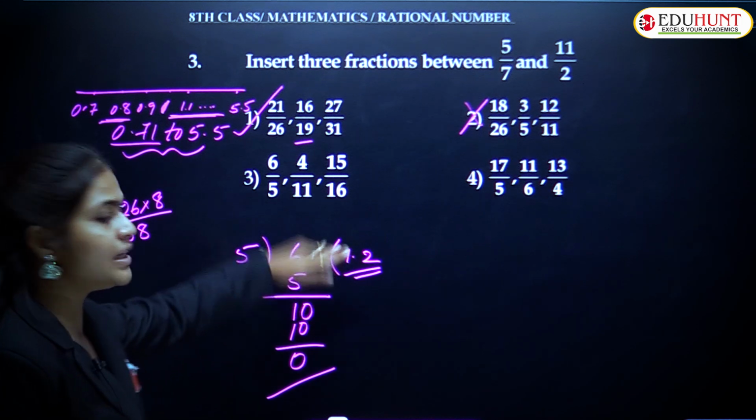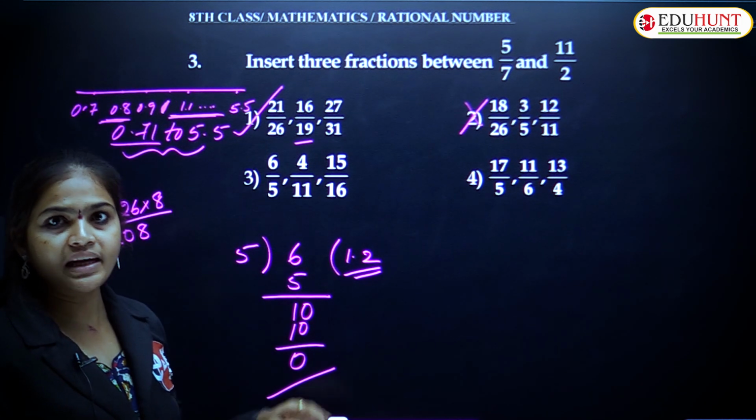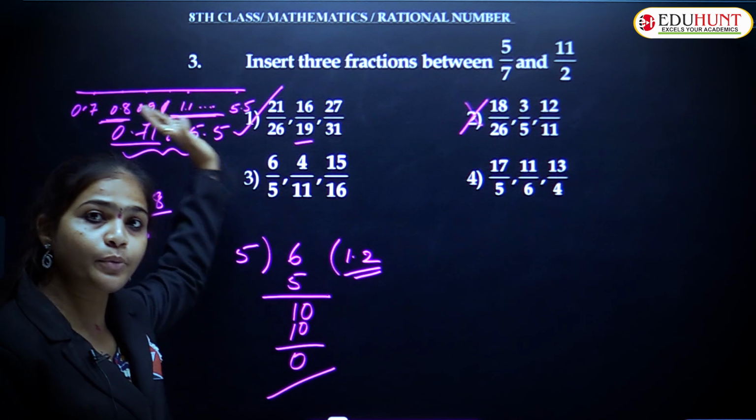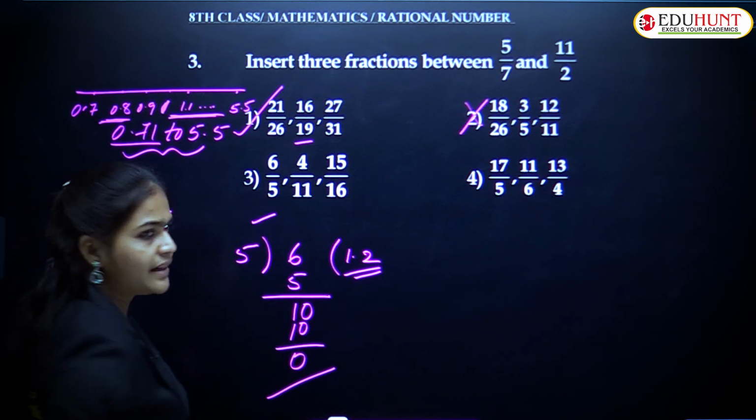So 1.2 lies in between 0.7 and 5.5. Okay, here 5.5 is there, no? So that's why 0 point is there. After 1 point only, no, we will get. So that's why this is satisfying.